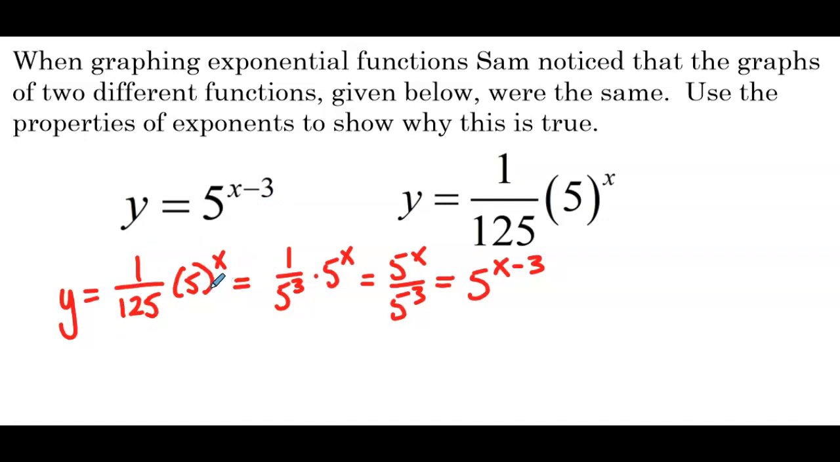And again, what we're trying to show is 2 different transformations. In this case, we have a vertical compression. In this case, we're moving the graph to the right 3. 2 very different transformations produce the same graph with exponential functions. And we showed it algebraically.